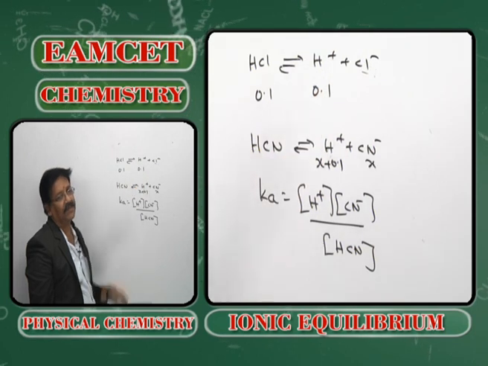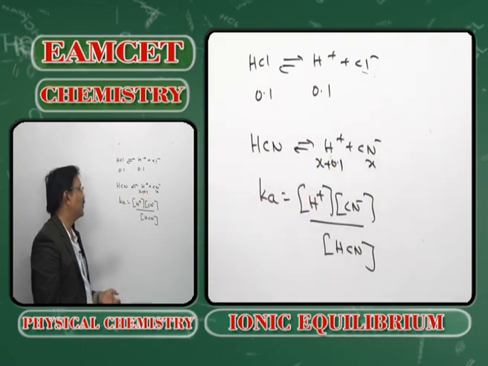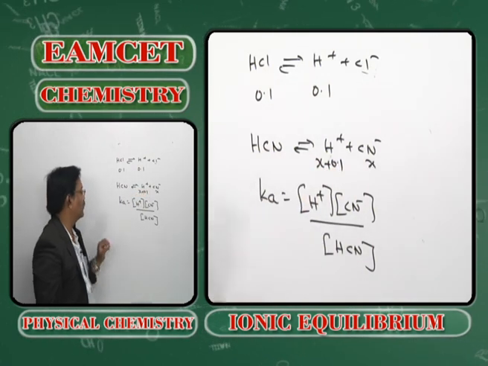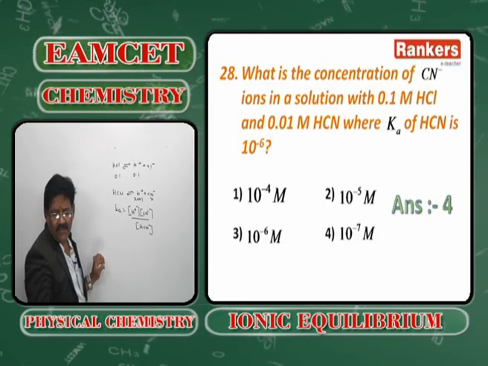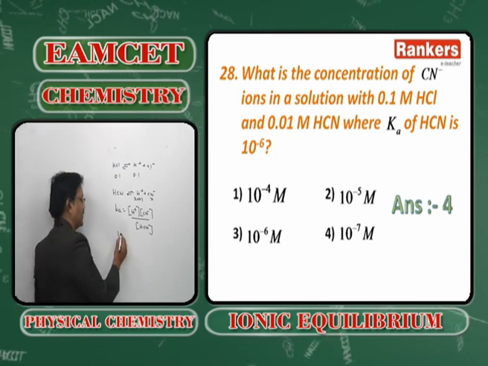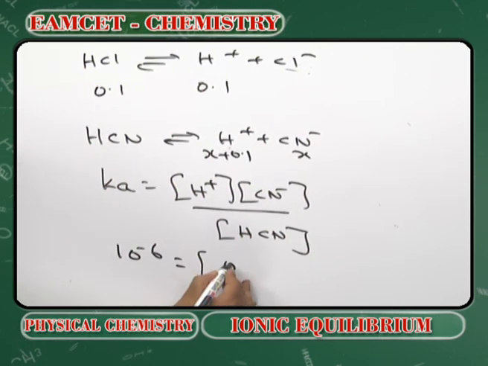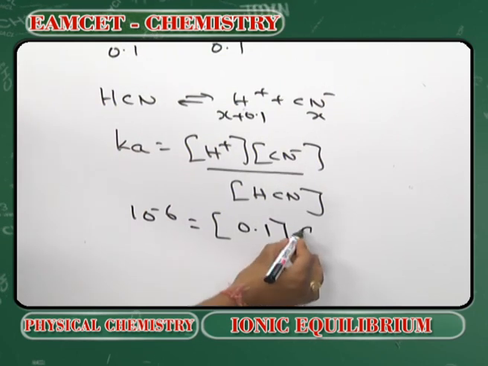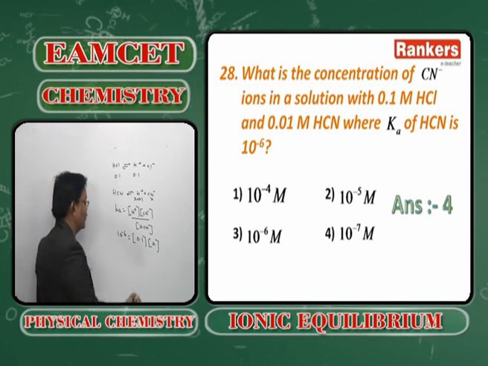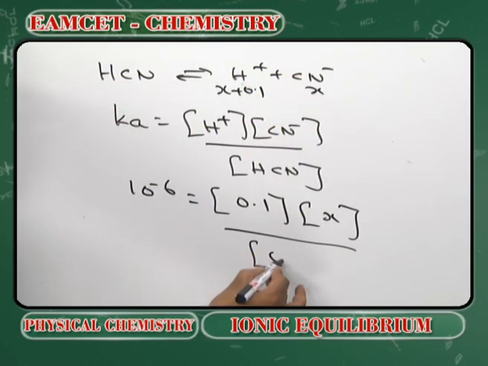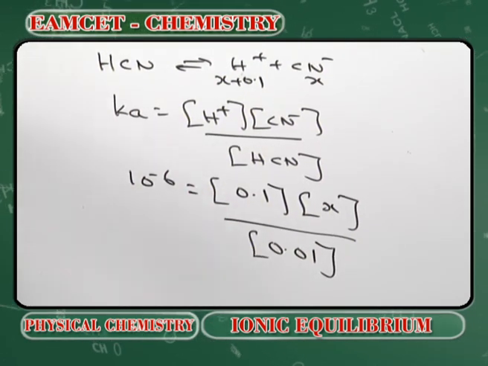This is a case of simultaneous equilibria. So the H plus ion concentration is X plus 0.1. And what is the Ka value? The Ka value of HCN is 10 to the power minus 6. What is the H plus ion concentration? We can straightaway write it as 0.1 into X. What is the HCN concentration? 0.01, so 10 to the power minus 2.